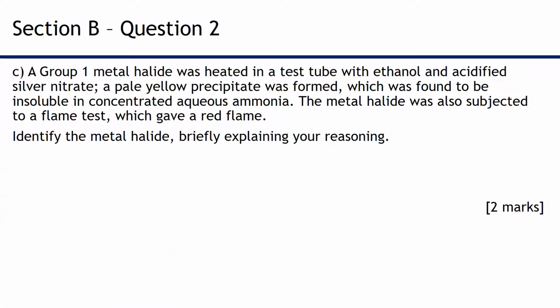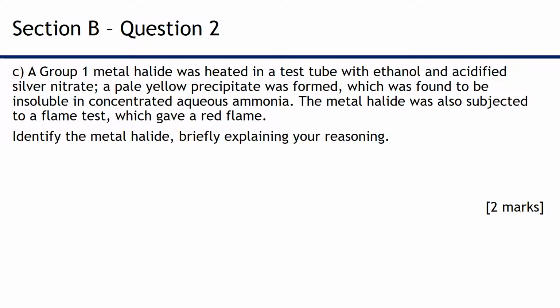Then in part C of question 2, you're told that a group 1 metal halide was heated in a test tube with ethanol and acidified silver nitrate. A pale yellow precipitate was formed, which was found to be insoluble in concentrated aqueous ammonia. The metal halide was also subjected to a flame test, which gave a red flame. Identify the metal halide, briefly explaining your reasoning. So you've been given the results of 2 tests here. The first one is going to tell you the identity of the halogen. The second one is going to tell you the identity of the metal that's in your metal halide.